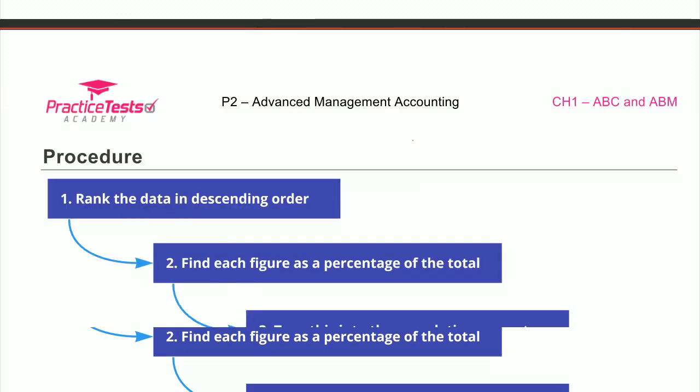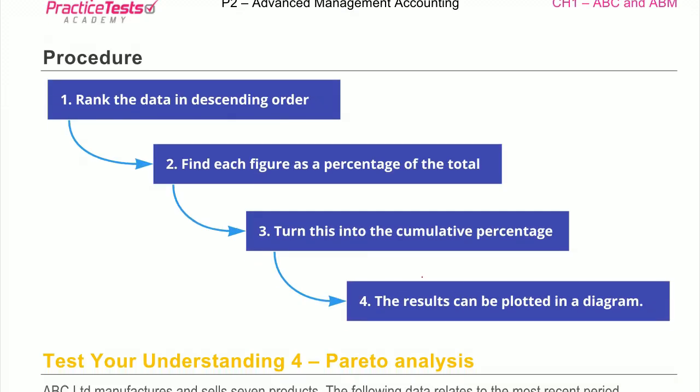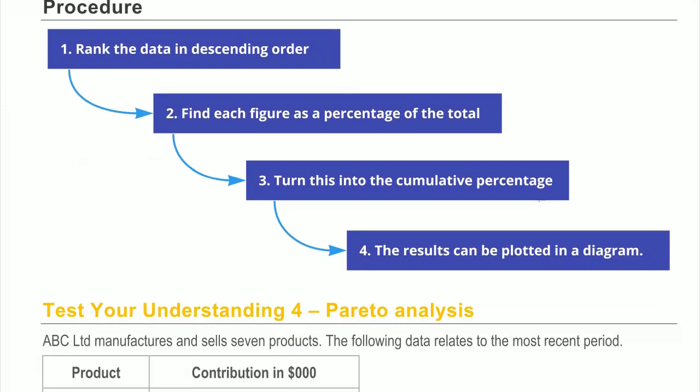This is what's known as Pareto analysis, and the procedure that you walk through to draw one of these graphs is to first of all rank the data in descending order, which is what we started doing in the last example. Find each figure as a percentage of the total and turn that into a cumulative percentage, and the results can be plotted in a diagram, and you can see then how the concentration affects the shape of the curve on the diagram. As with a lot of these things, easiest to see by way of an example.